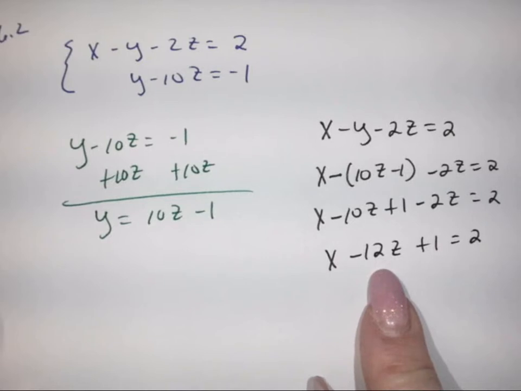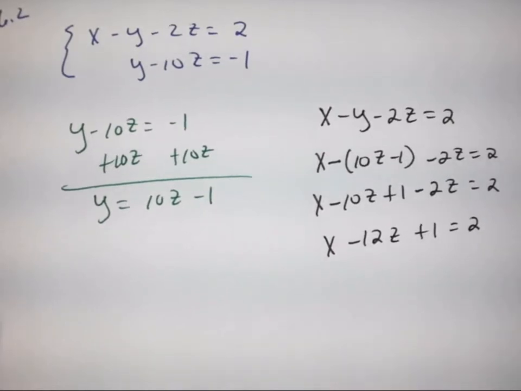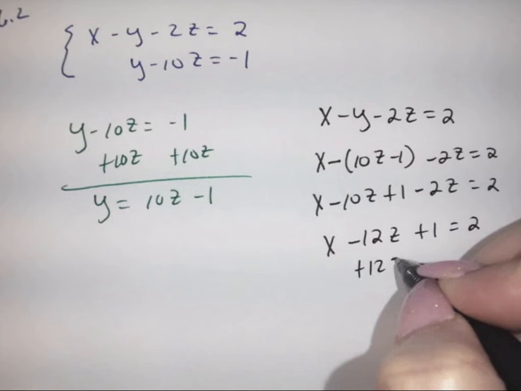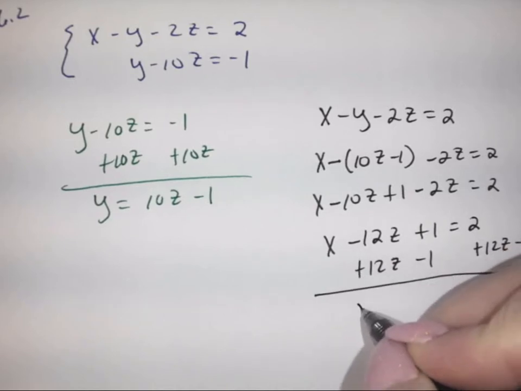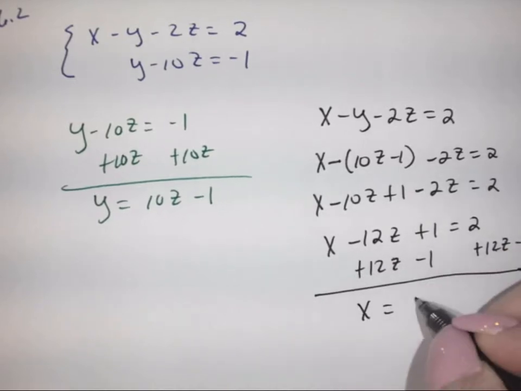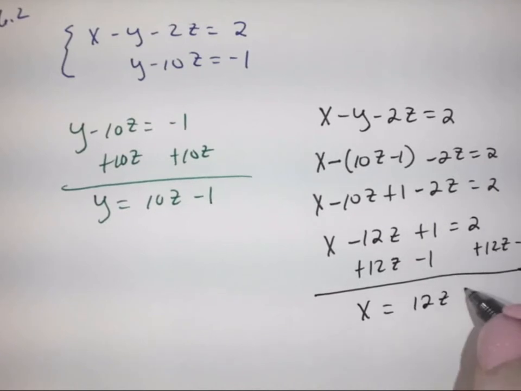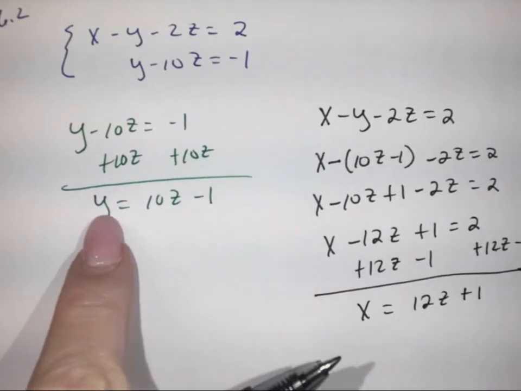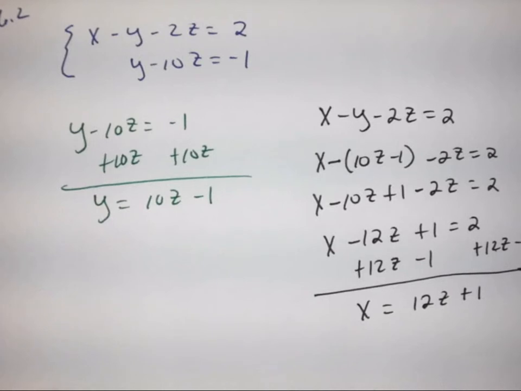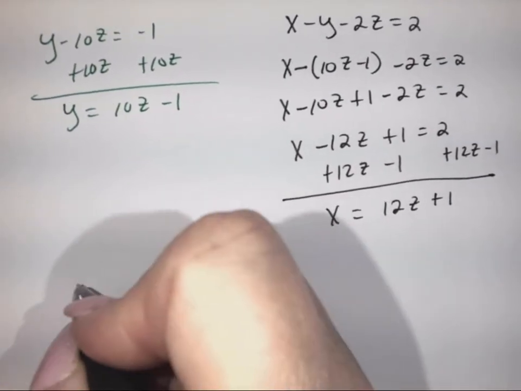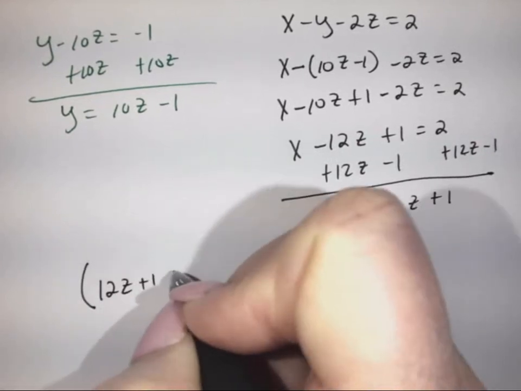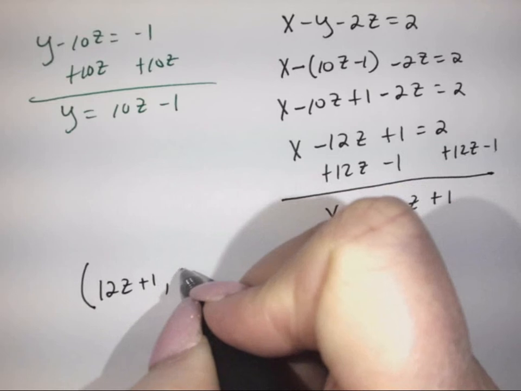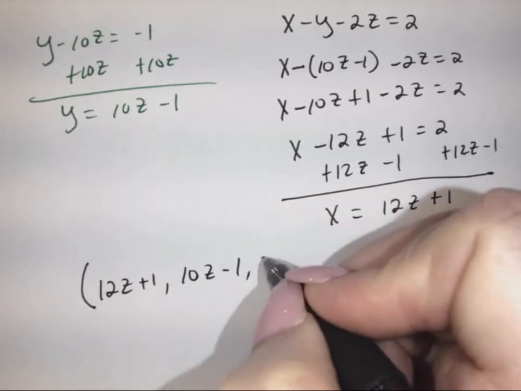And now I need to solve for x, with everything else on the other side. So I'm going to add 12z and subtract 1 on both sides. So now I end up with x is equal to 12z, and 2 minus 1 would be 1. So I have my y and I have my x in terms of z, because then I can write my solution. So the solution would be my x is 12z plus 1, my y is 10z minus 1, and then I have z.